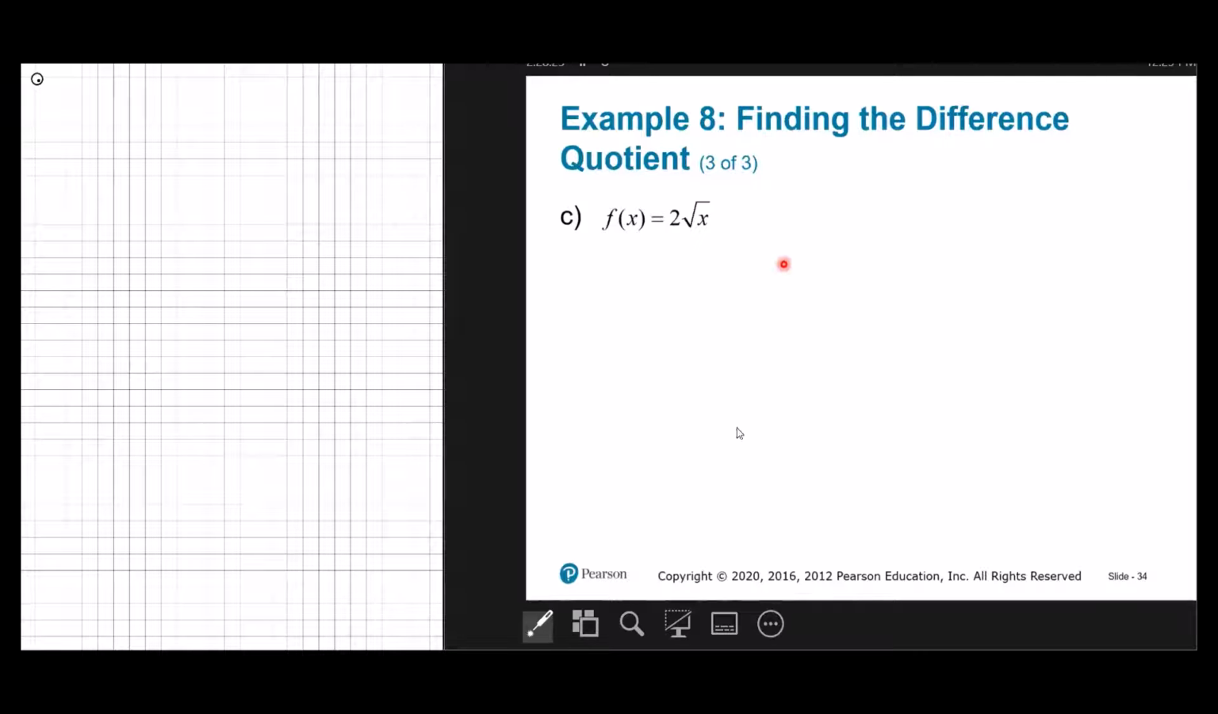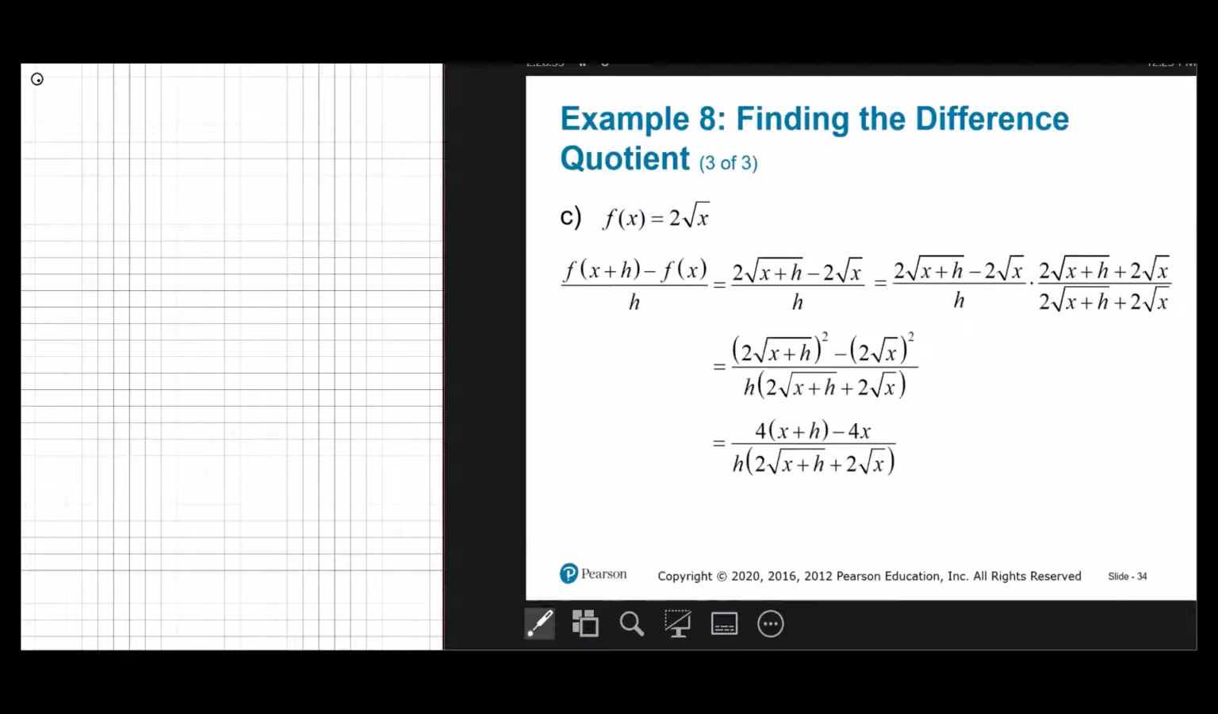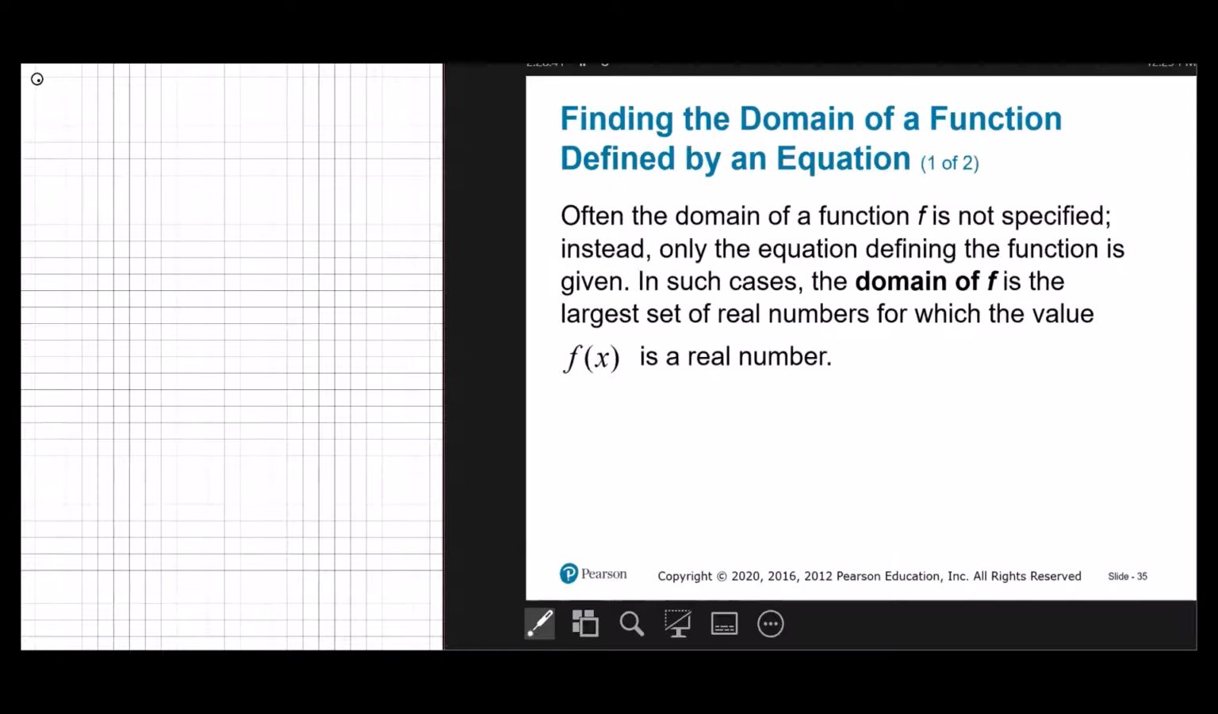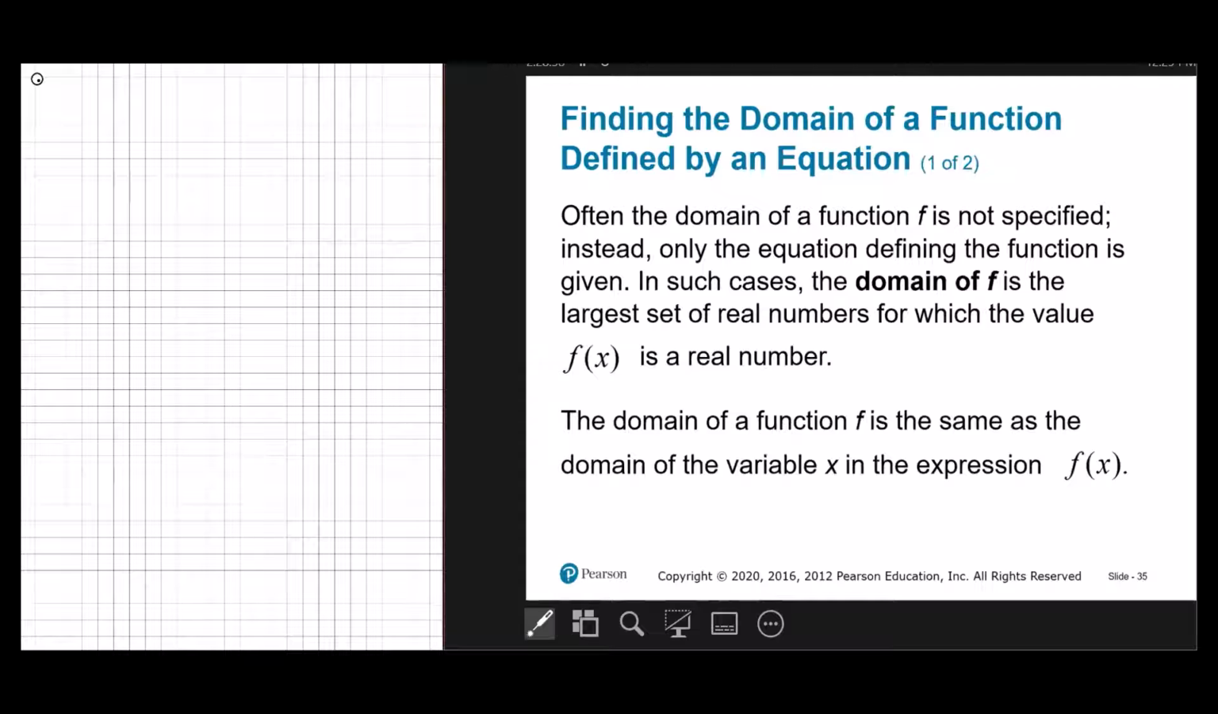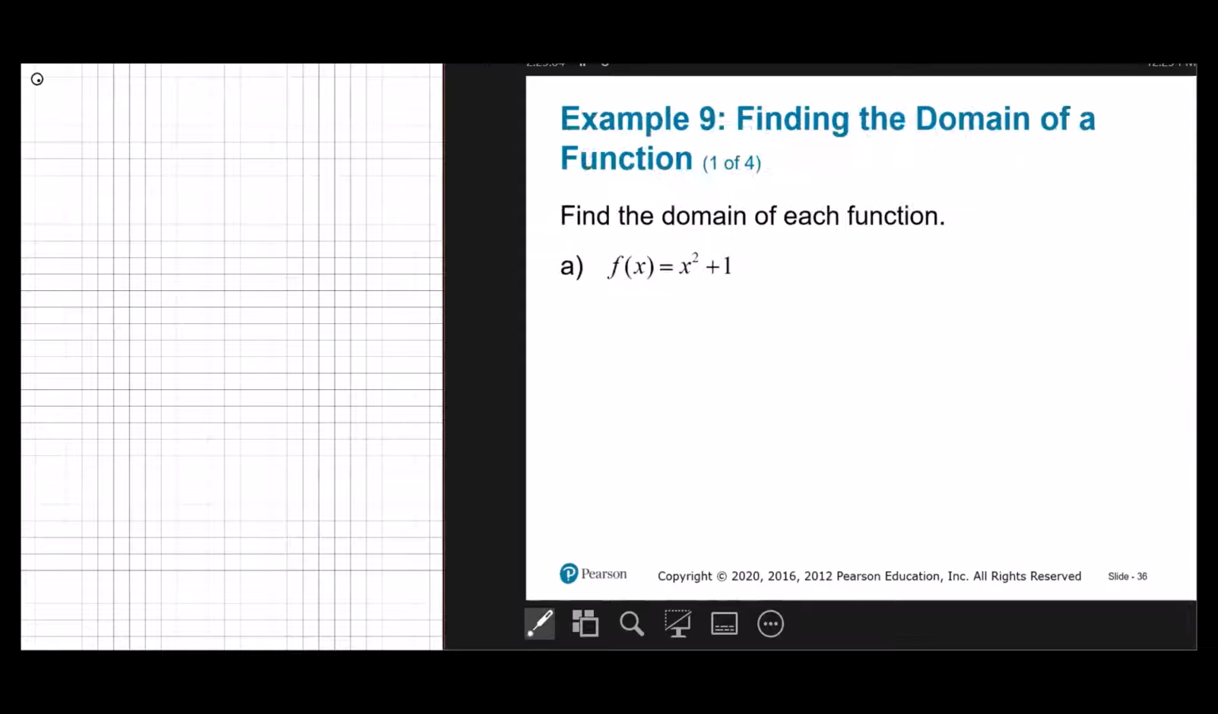So this slide basically. Yeah, we completed that example. Oh, we completed this example? Yes, we finished solving it. Okay. And so we went on to, all right, finding the domain of a function. We generally start with x is a real number. The domain of function f is the same as the domain of the variable in that function.